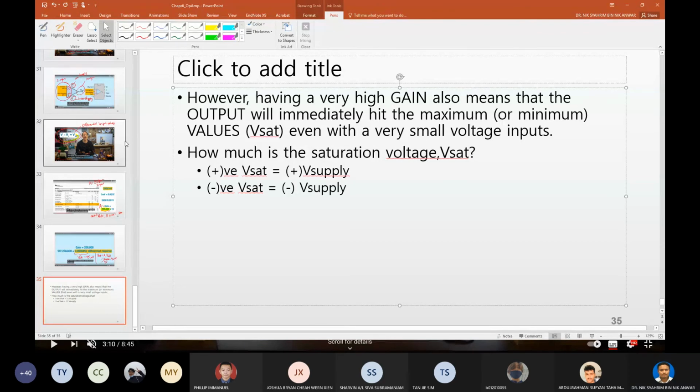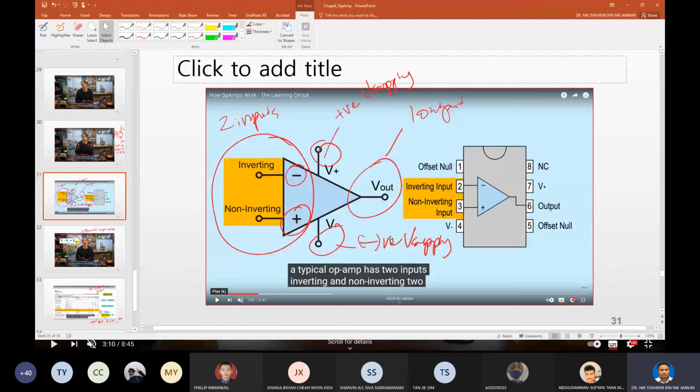Okay, so I go back to a screenshot that I have done earlier. You can see that these two parameters here will determine your maximum output voltage. This will give you the positive side of the V saturation, and this is the negative side.